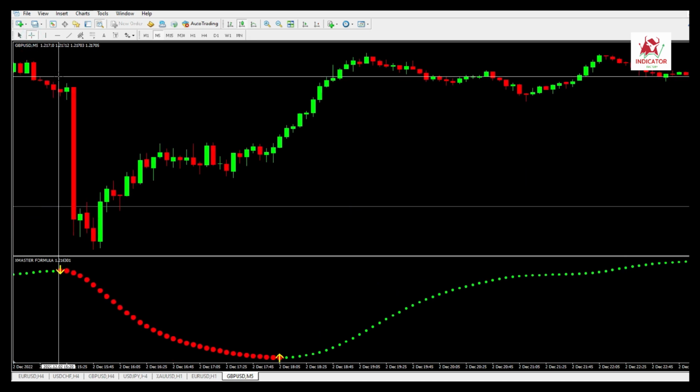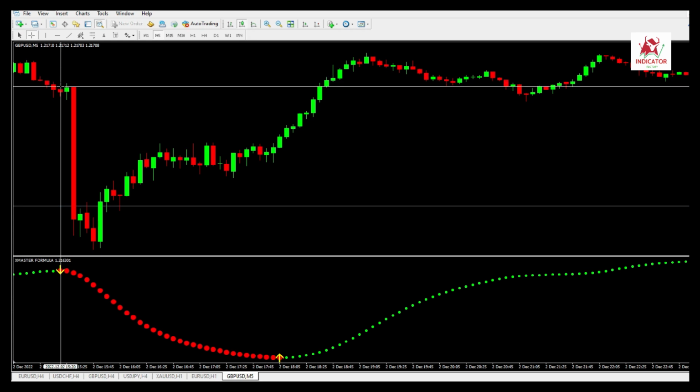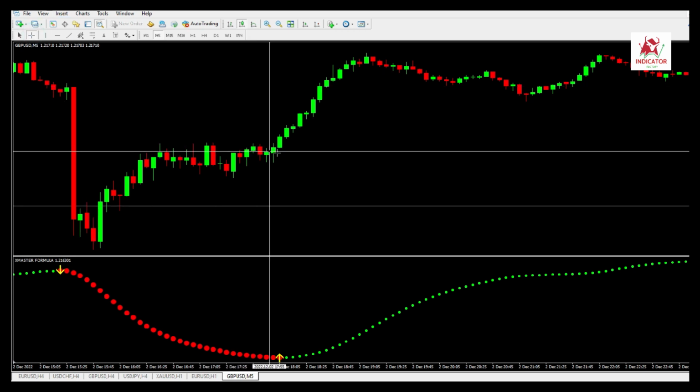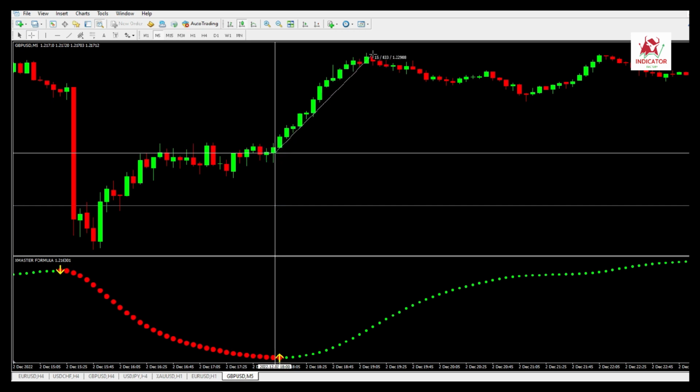If you are looking for a great Forex indicator, then the Xmaster formula could be just what you need. This powerful tool has been designed to help Forex traders make better decisions and improve their trading results. The Xmaster formula is based on a unique algorithm that analyzes market conditions and provides accurate signals. The Xmaster formula Forex indicator is a revolutionary way to trade the foreign exchange market.